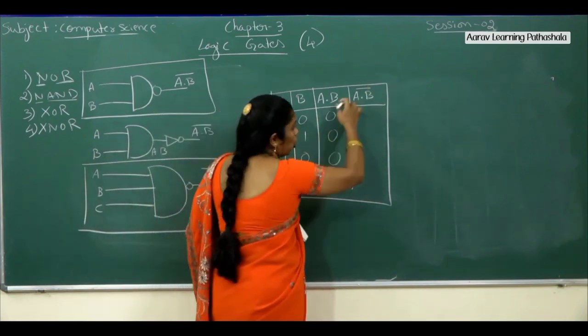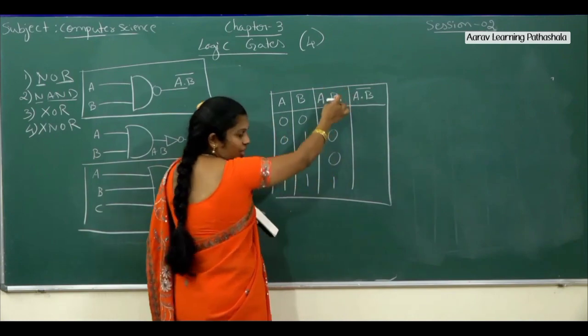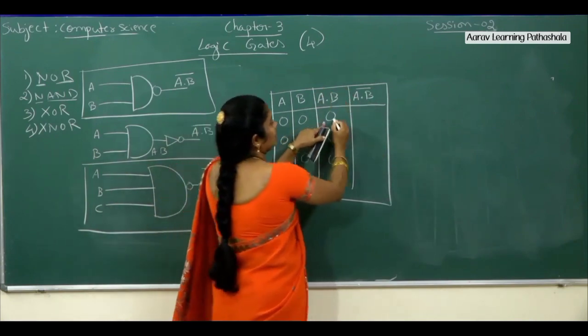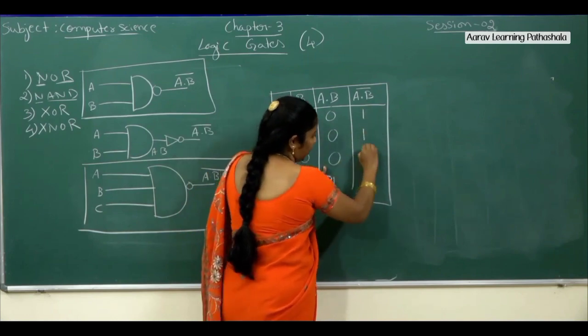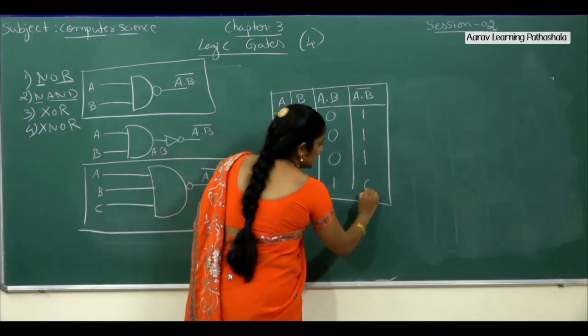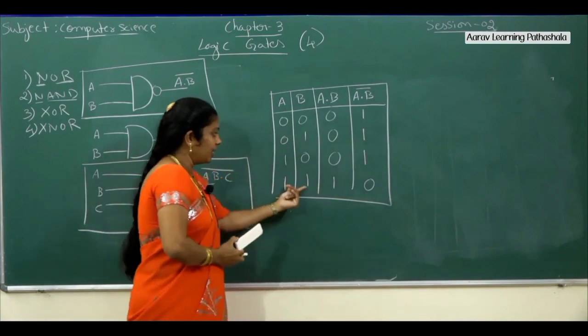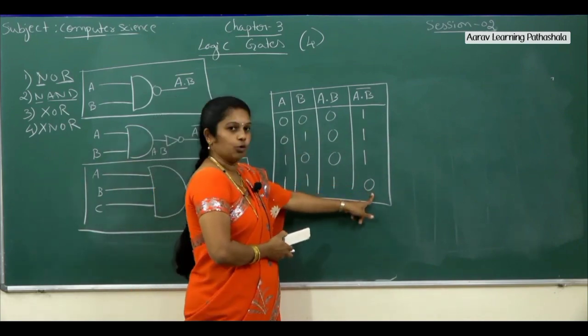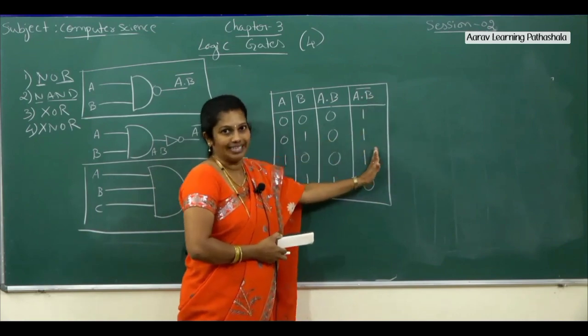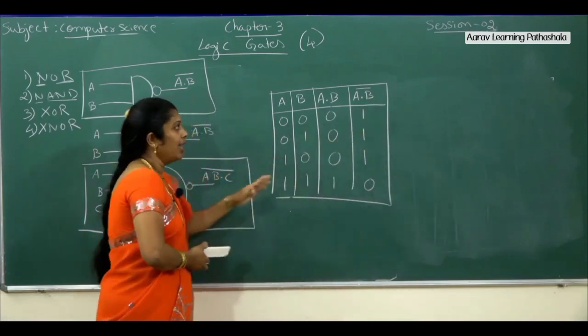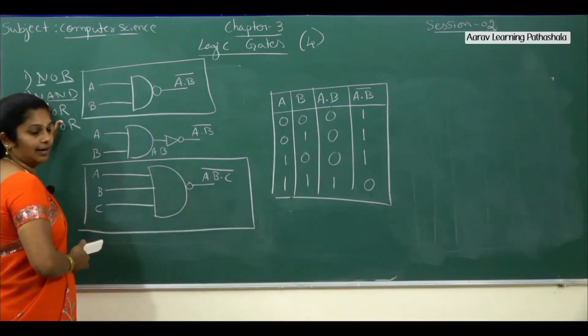Whereas A dot B whole bar, whatever A dot B we have got, just reverse that. Then here 0 we have, then 1. 0, here we have 1. 0, we have 1. Then here 0. When all the inputs are 1, then only the output becomes 0. Otherwise the output becomes 1 here. This is for two variables, especially for NAND gate.